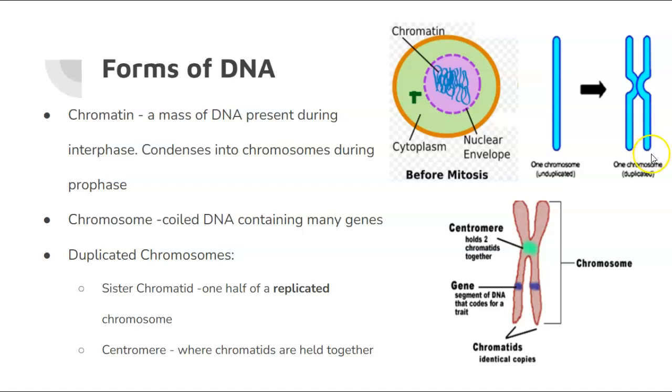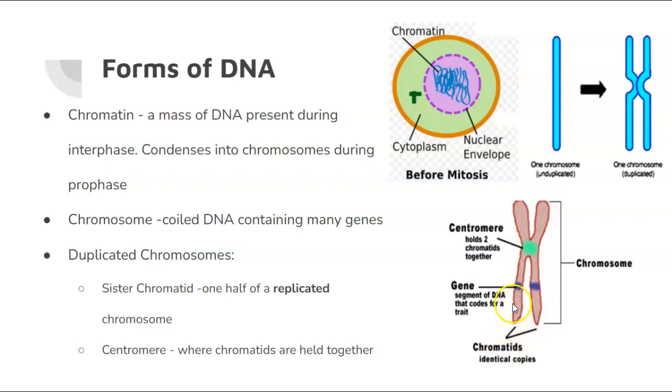And then within a chromosome, there are terms that you should know as well. So each chromosome looks like an X. There are two sort of sides to a chromosome, and those are called chromatids. A chromatid is a half of a replicated chromosome. So one side of this chromosome is a chromatid. They are identical to each other, each side, so they are called sister chromatids.